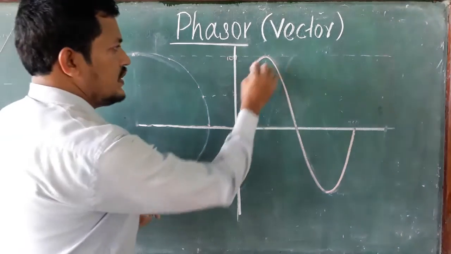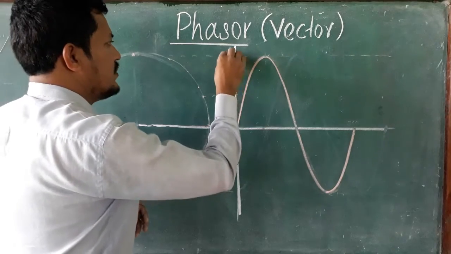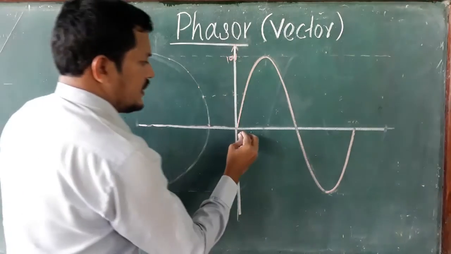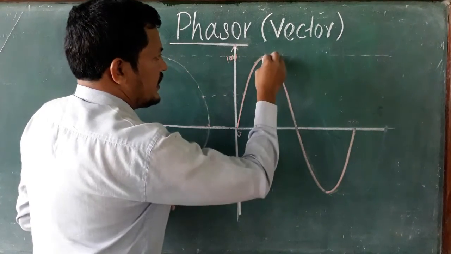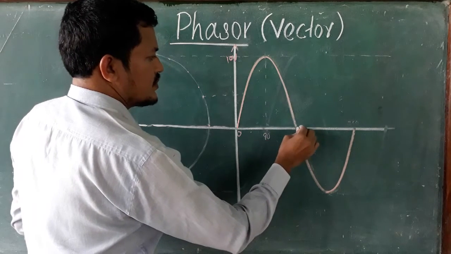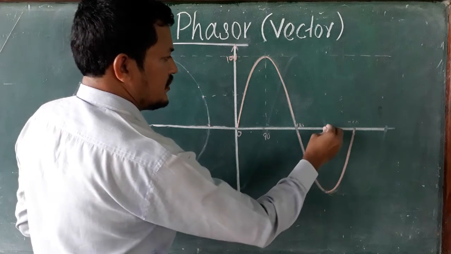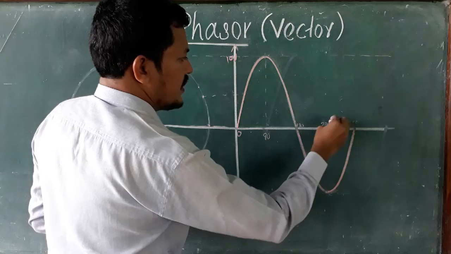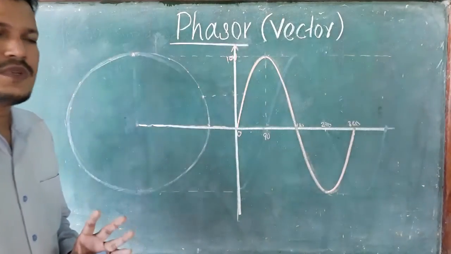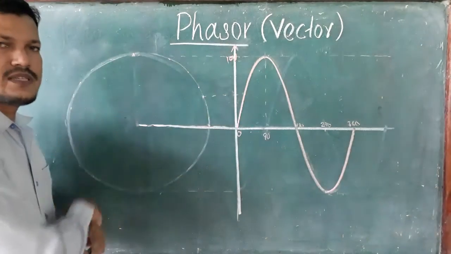Suppose we consider one waveform, a voltage waveform, with a maximum voltage of 10 volts. It starts at 0 degrees and attains its maximum value at 90 degrees, and again its value is 0 at 180 degrees, half cycle completed. Again, its opposite, negative maximum value is at 270 degrees, and when it reaches 360 degrees, it becomes 0 again. Just one complete cycle. So this value we can convert into a phasor.